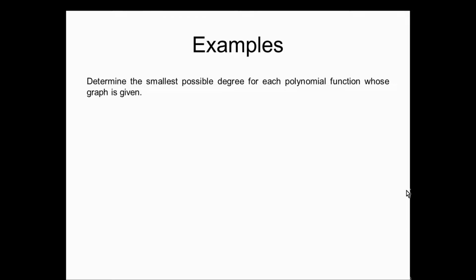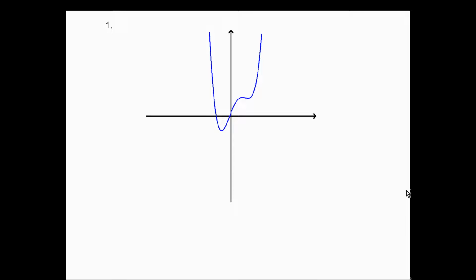Let's try some examples. Determine the smallest possible degree for each polynomial function whose graph is given. So we're going to draw the graph and then figure out the smallest possible degree. So here's my graph.